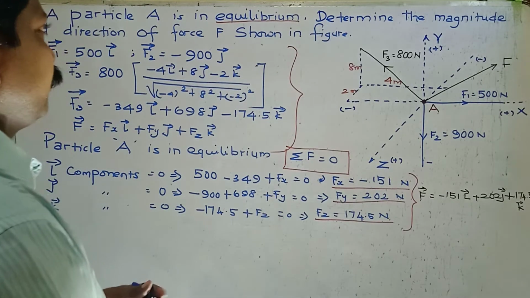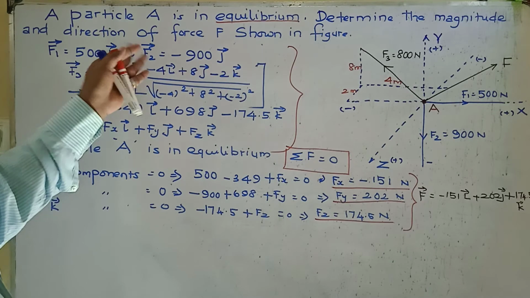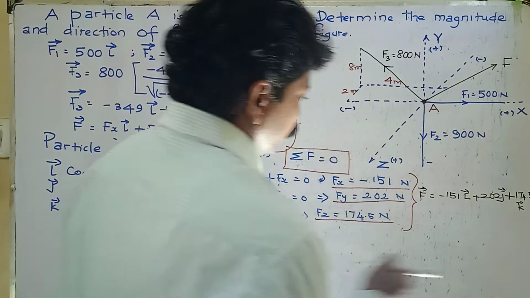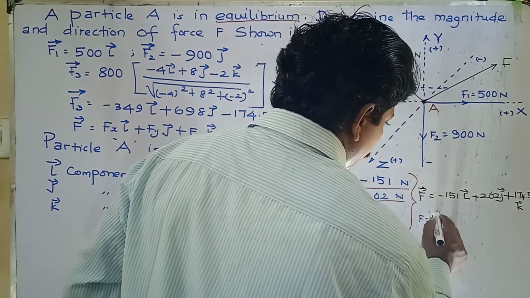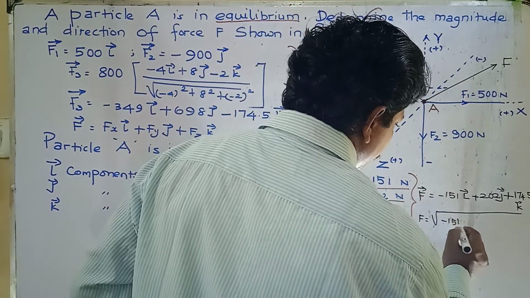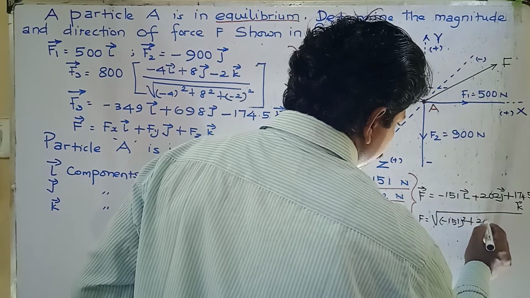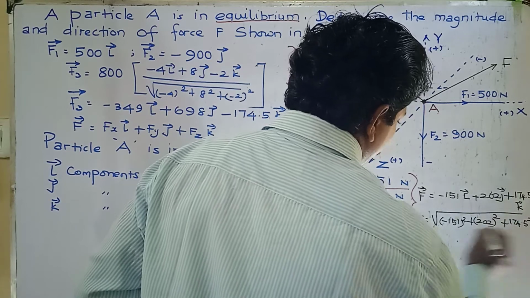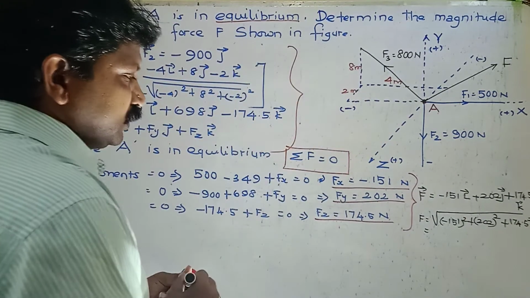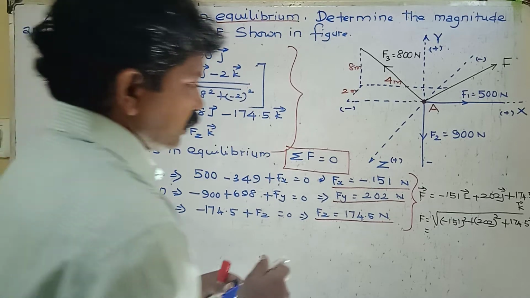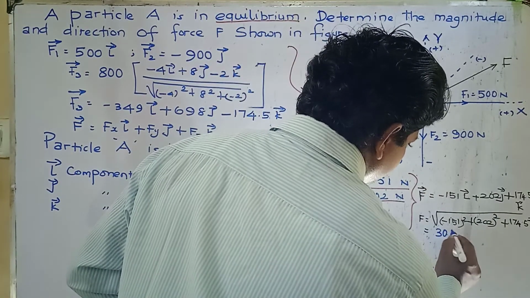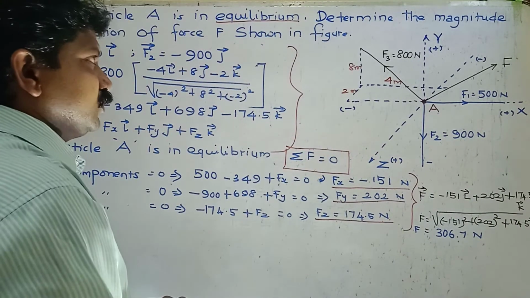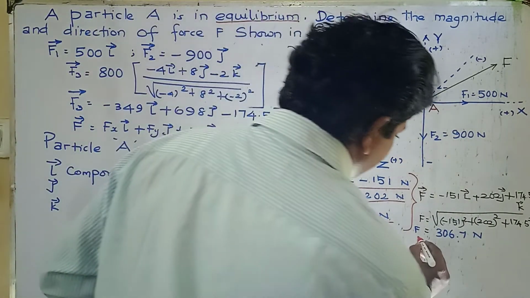Our aim is to find the F vector, the magnitude and direction of the force F. So how to find the magnitude? F equals the root of minus 151 squared plus 202 squared plus 174.5 squared. From that F equals 306.7 Newton. So the magnitude is done.